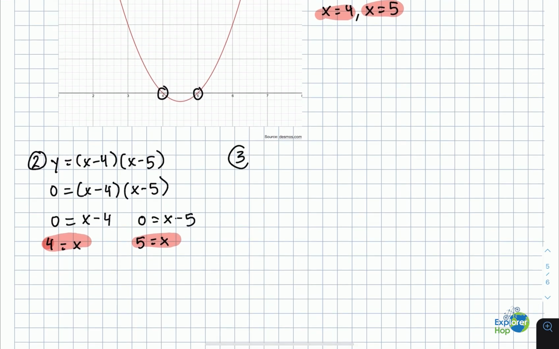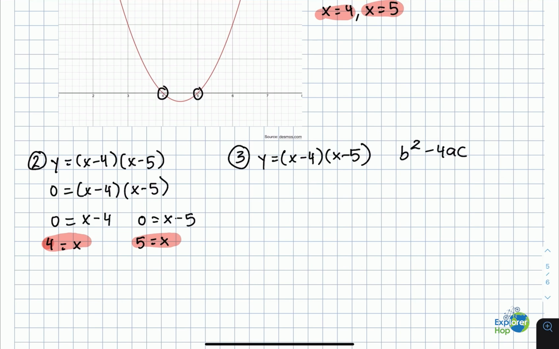The third method would include taking the equation and converting it into standard form, because right now it's in factored form. And once we convert it into standard form, we can use the discriminant, which is b squared minus 4ac, and see what that tells us. And based on what that tells us, we can find out how many roots the parabola has.